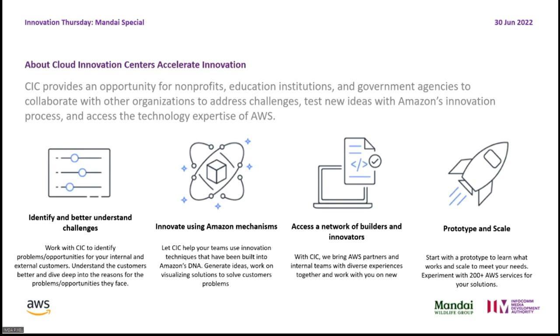Now, what we have done is we took some of our internal Amazon innovation methods and what we could offer, and bring it up. We try and provide opportunities for nonprofits, education institutions, government agencies, or other organizations that are addressing challenges. Mandai Wildlife Group is about education and conservation of wildlife. Right. And we try and offer them these innovation methods that we have, help them identify challenges, help them use the Amazon method to actually innovate. We also give our own network of builders, our internal expertise. We have, for example, a group of them that are looking at robotics. I have experts in computer vision, artificial intelligence, and so on and so forth. We offer up these specialists' time to consult and provide some ideas on how certain challenges and obstacles could be overcome, as well as we give you a platform to prototype and scale.